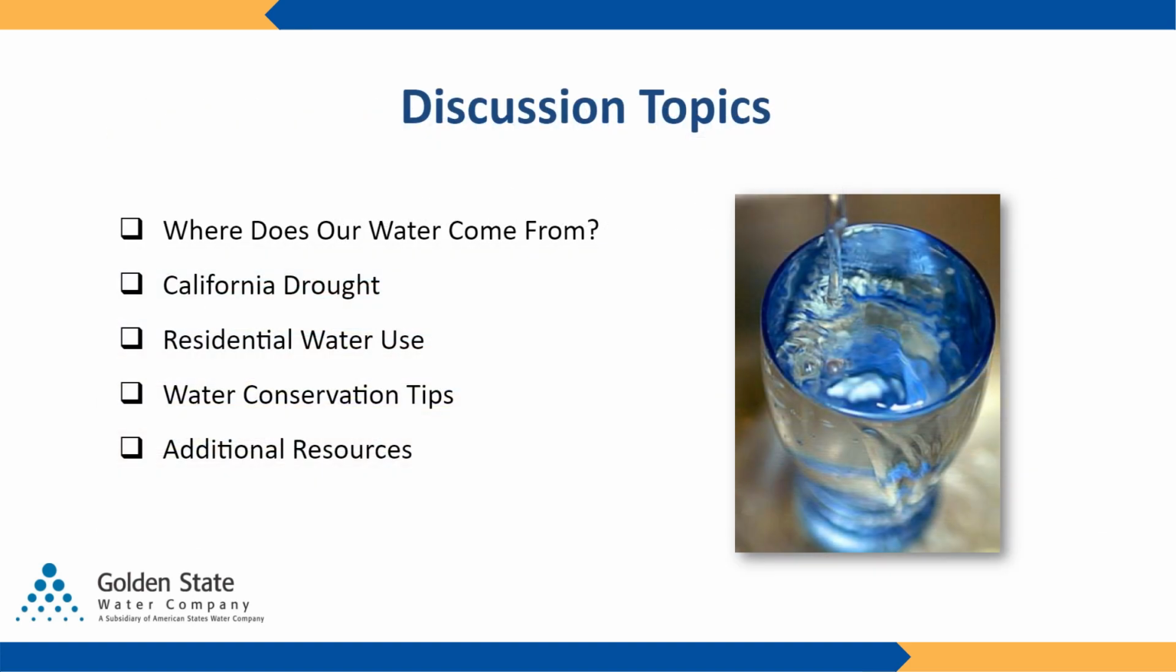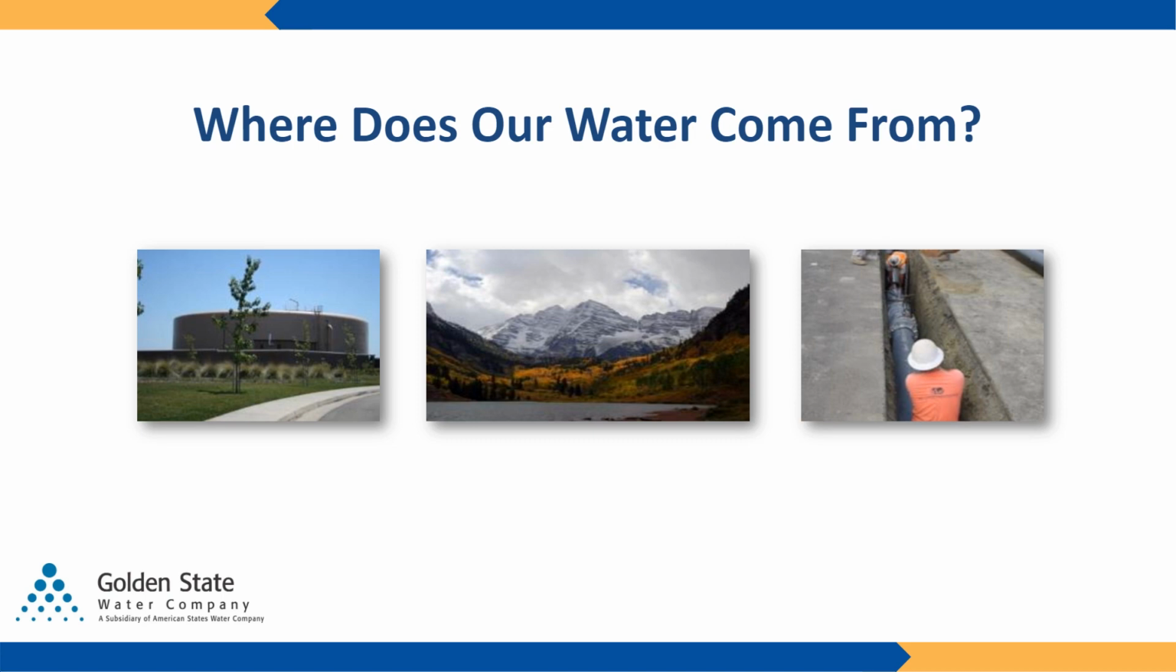This training will help you understand where California's water comes from, California's current drought status, water uses, and ways you can help in conservation efforts. We are going to start by going over where our water comes from.